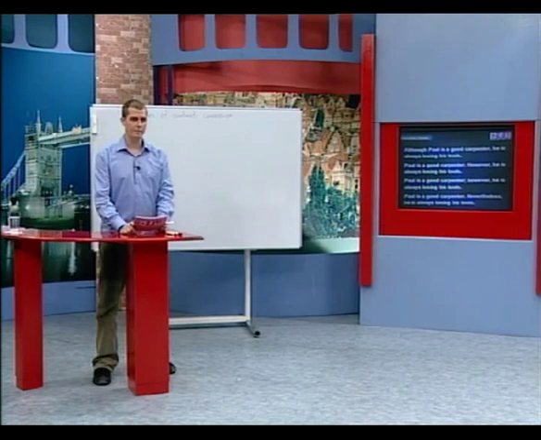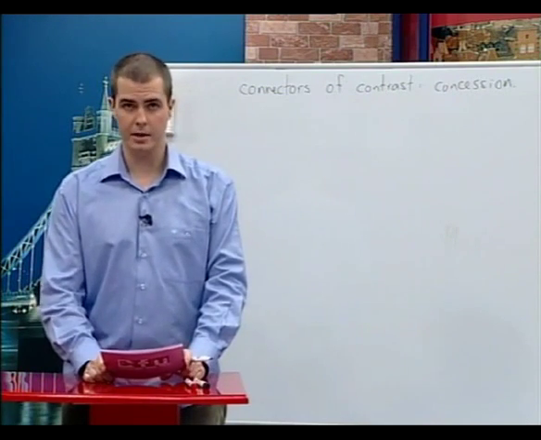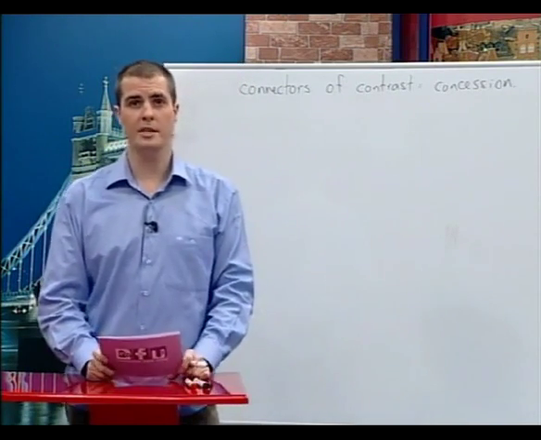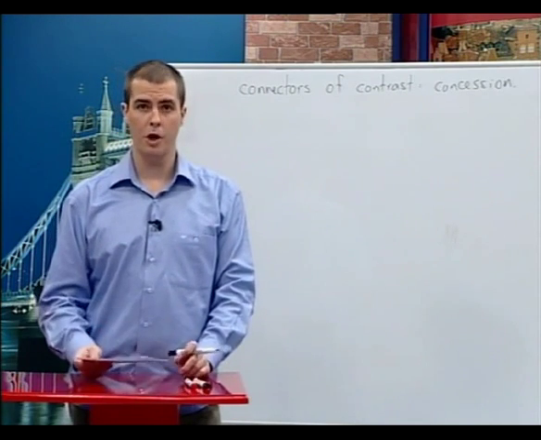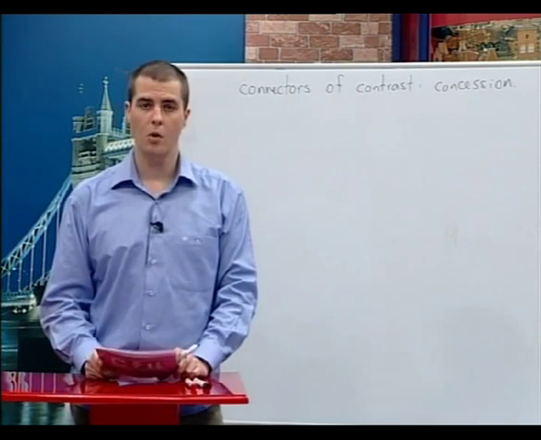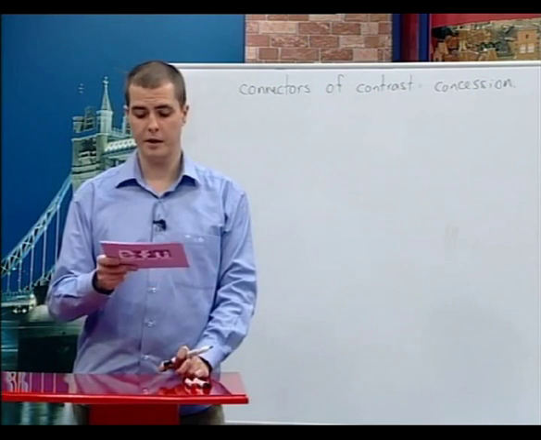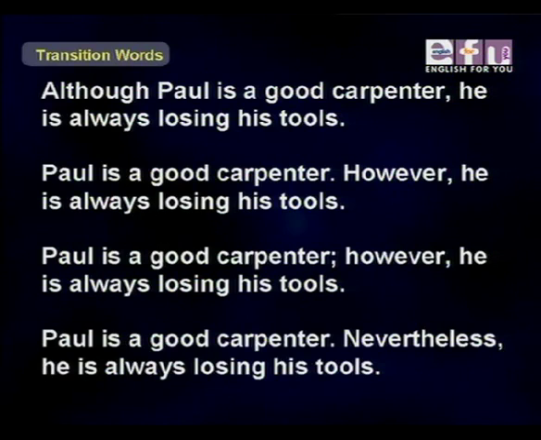Although, however, and nevertheless are connectors of contrast. They have the same meaning as but, which we have already studied and reviewed. Although can begin a sentence or come in the middle. When it begins a sentence, a comma is used after the clause. However and nevertheless usually begin a second sentence. They are followed by a comma. Both clauses can be in the same sentence, as in sentence number 3 of the examples. When this happens, the first clause ends with a semicolon.